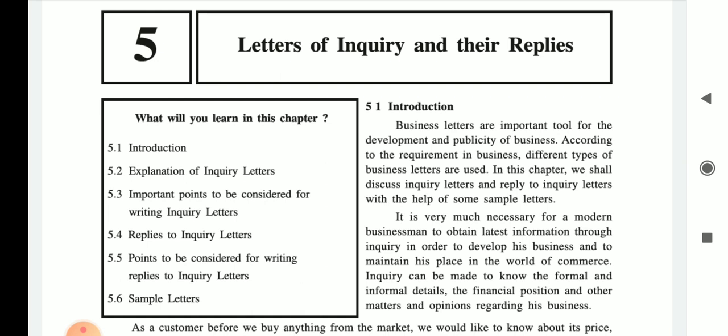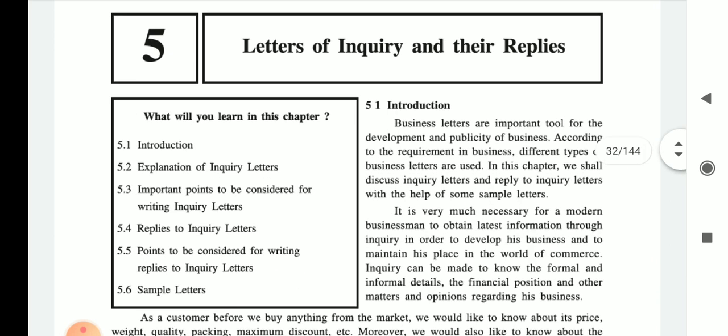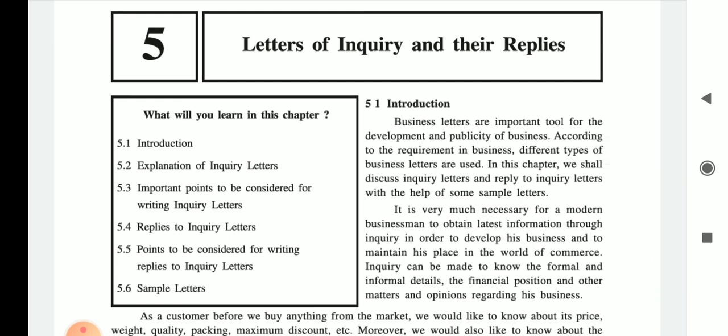Letters of inquiry and their replies. Why do these happen? When do you have to write an inquiry letter and when will you be able to get the reply for the same? So now we are going to start with some introduction.